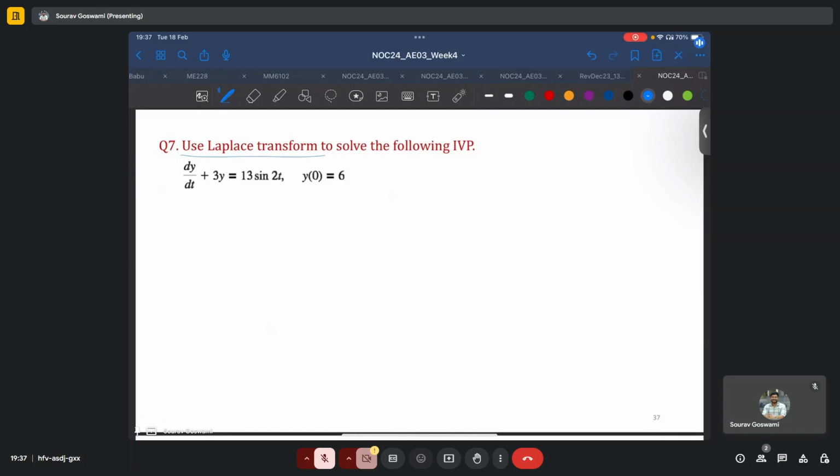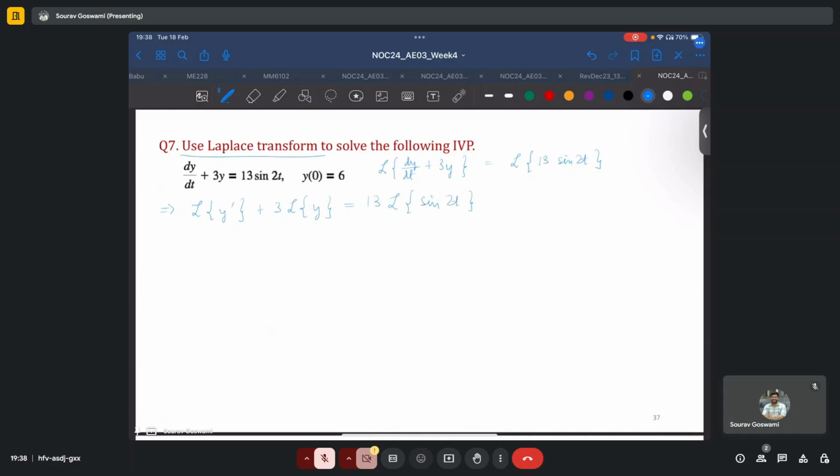To do that, we take the Laplace transform of both sides of the equation. So the Laplace transform of dy/dt plus 3y equals the Laplace transform of 13 times sine 2t, which is the same as the Laplace transform of y prime plus 3 times the Laplace transform of y equals 13 times the Laplace transform of sine 2t.